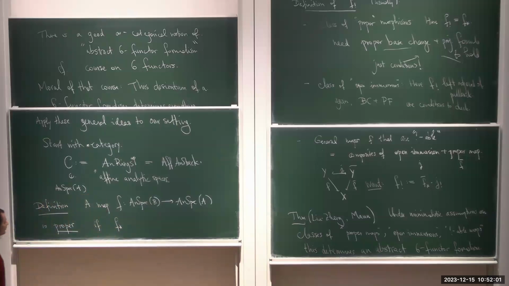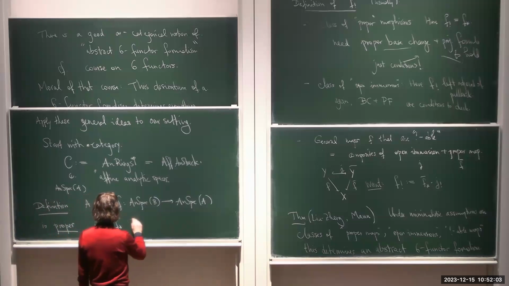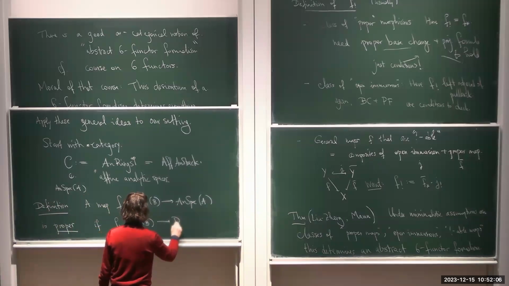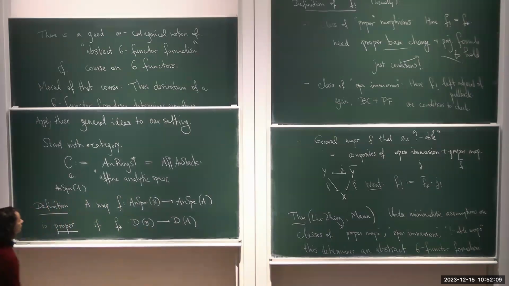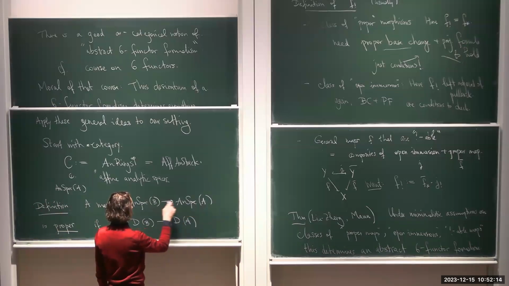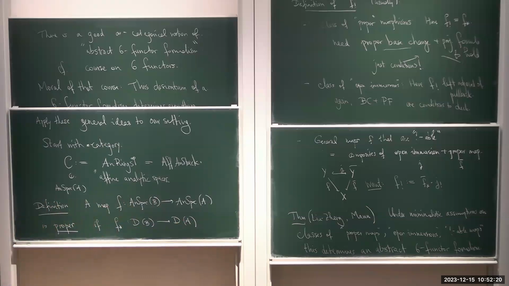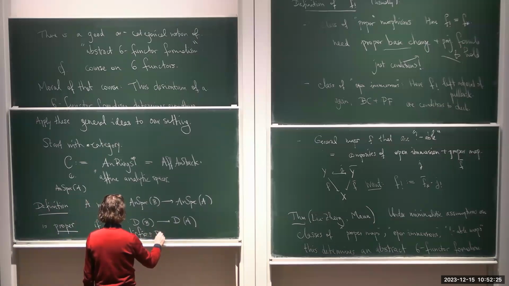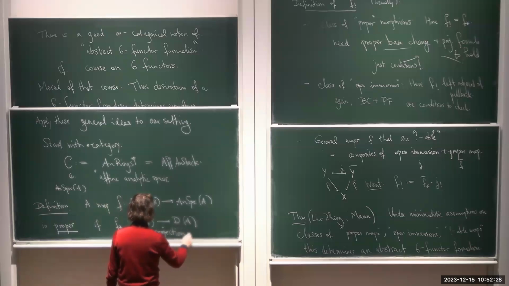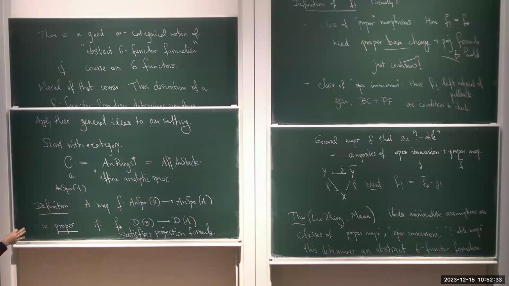If the forgetful functor f_* from D(B) to D(A), right, so this is simply the forgetful functor. You have a morphism of rings from A to B, so in particular any B module is an A module. That's what the forgetful functor is. If this satisfies the projection formula. A priori, I should ask for more, like for base change and so on. It turns out that if this happens, then all the other good things you want are also true.